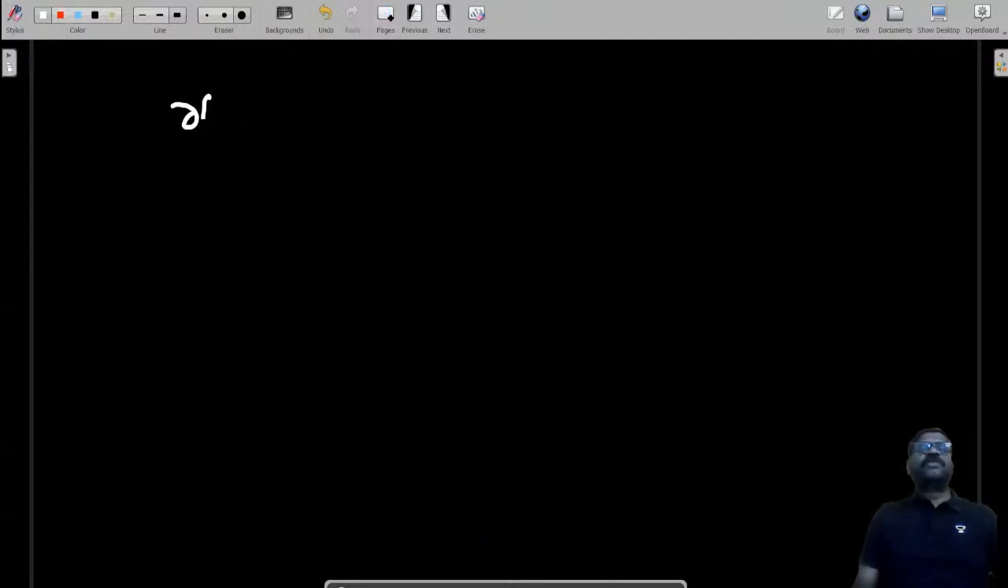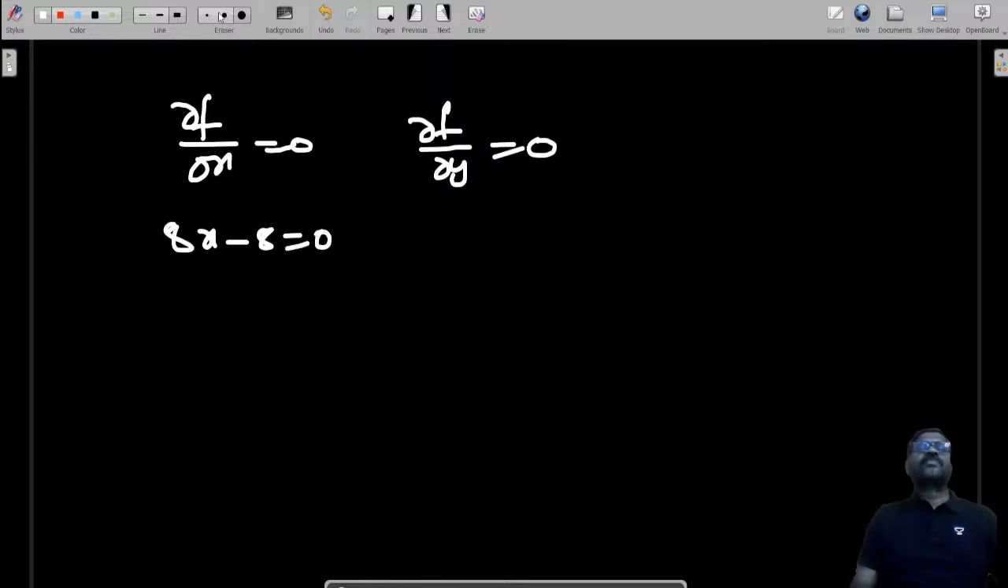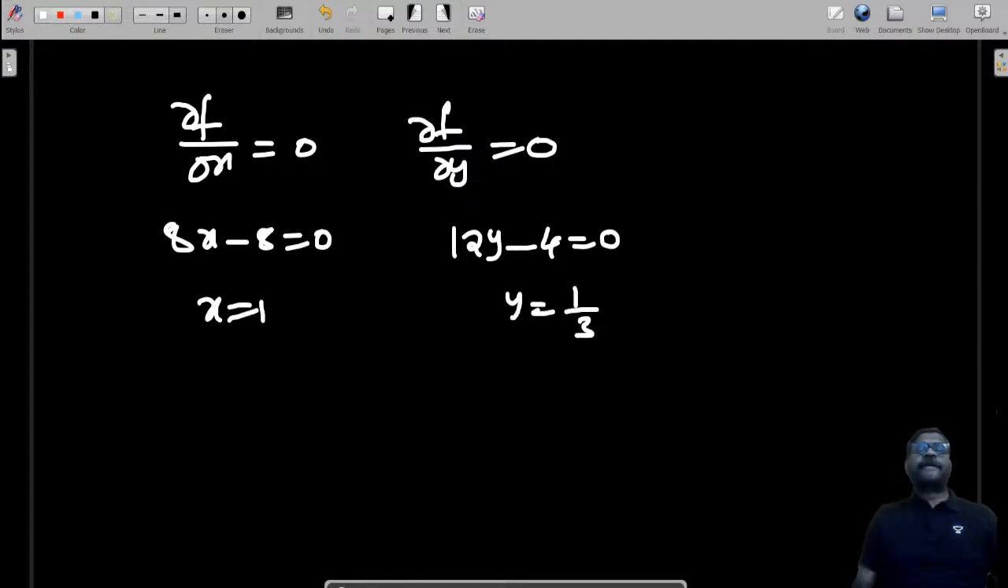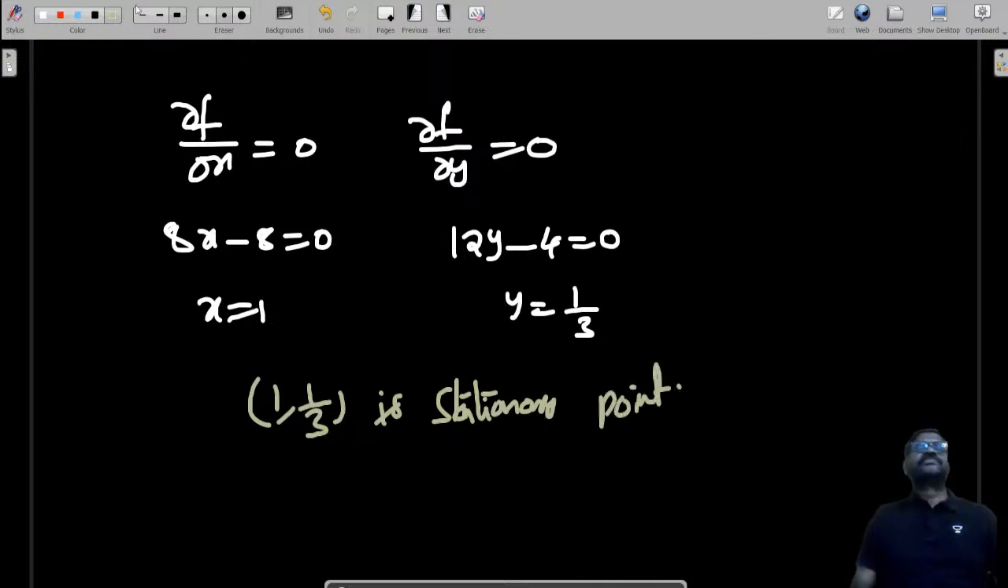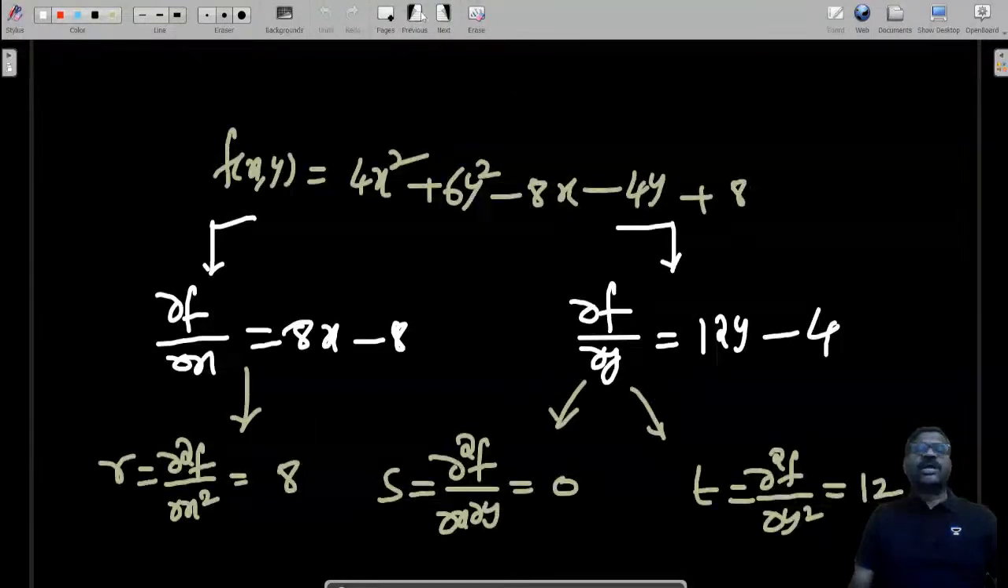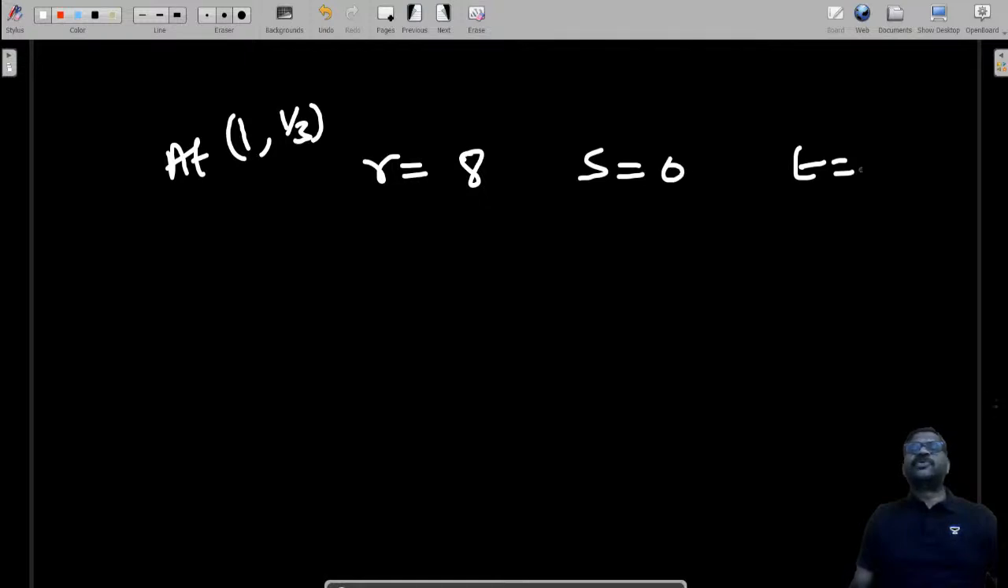Next, when you equate ∂f/∂x to 0 and ∂f/∂y to 0: 8x - 8 = 0 and 12y - 4 = 0. So x = 1, y = 1/3. (1, 1/3) is the stationary point. At (1, 1/3), r is 8, s is 0, t is 12.